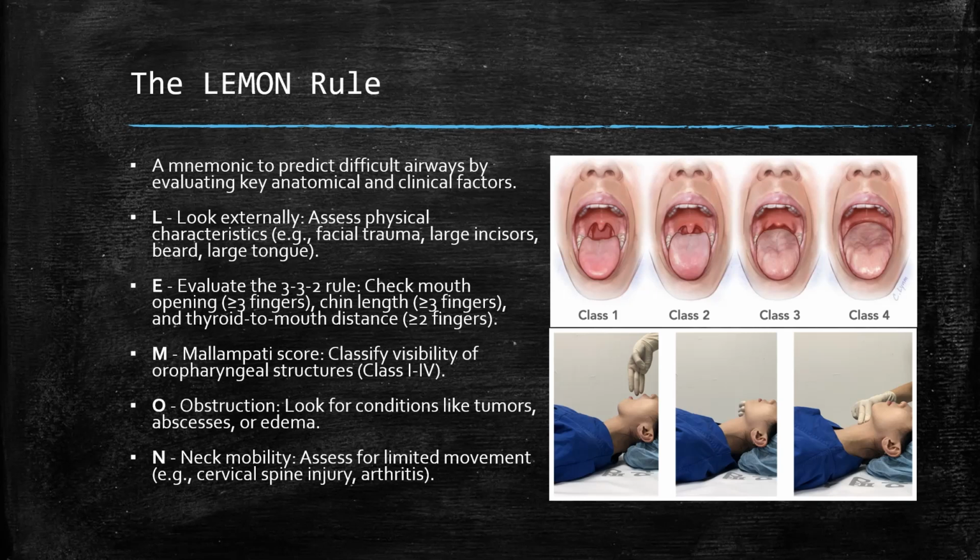The LEMON rule isn't foolproof. No single tool can predict every difficult airway. However, it provides a fast, memorable framework to identify potential challenges early.